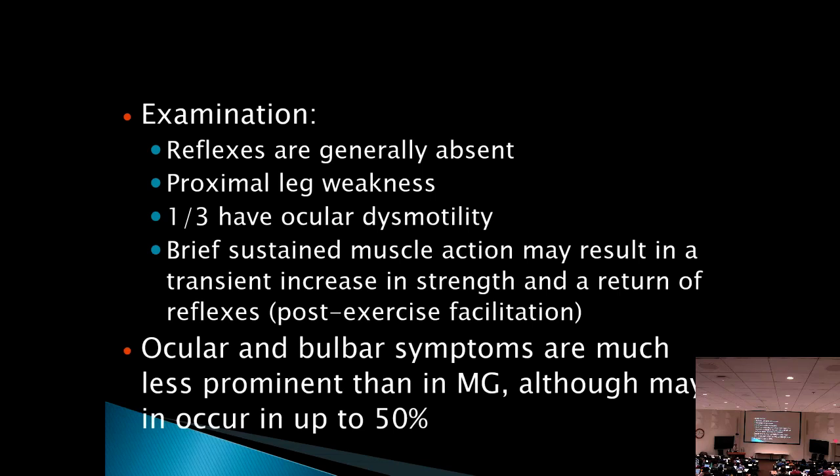So again, ocular and bulbar. Bulbar refers to talking and swallowing. These are symptoms that are very dramatic in myasthenia gravis, but overall can happen in up to half of patients with Lambert-Eaton syndrome, but it's mainly the leg weakness that tends to be most prominent.